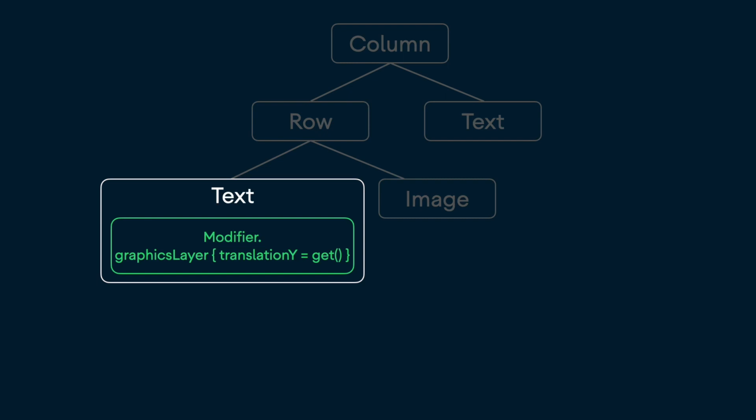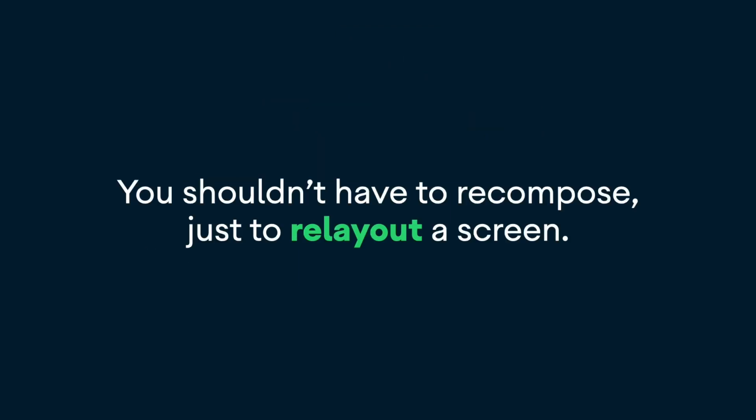However, if we use a lambda modifier, the modifier itself is not actually changing. Compose is smart enough just to rerun the lambda when it needs to, and this is why the composition tree does not change and composition can be skipped. So remember, you shouldn't have to recompose just to relay out a screen, especially if it's happening on scroll, which will lead to janky frames. So whenever you see unnecessary recomposition, think about how you could move the work to a later phase. And with that theory out of the way, let's jump into Android Studio and fix this issue for real.